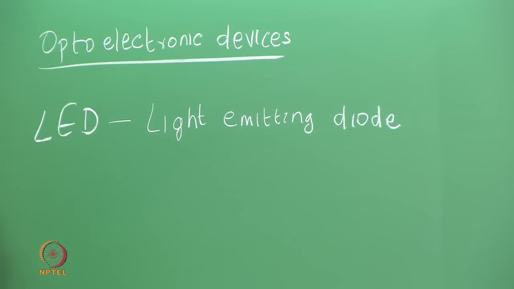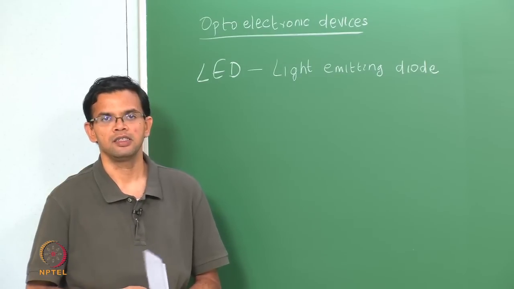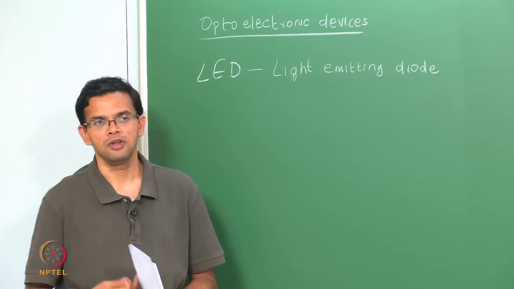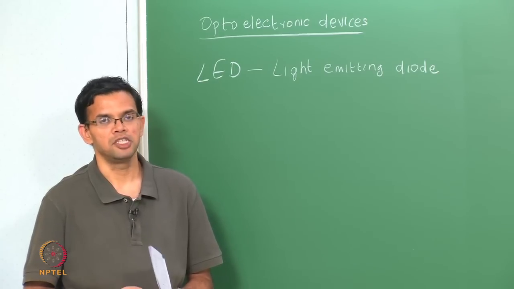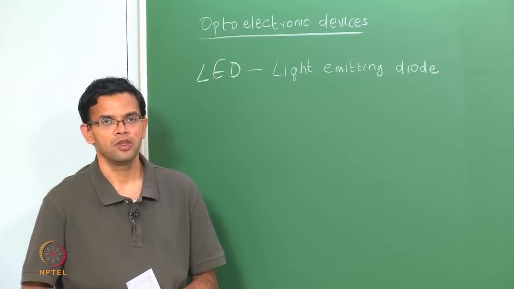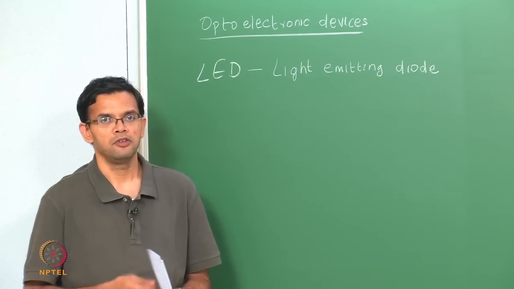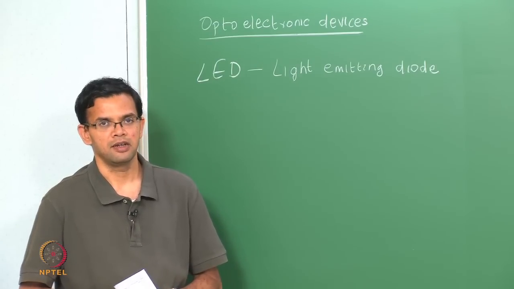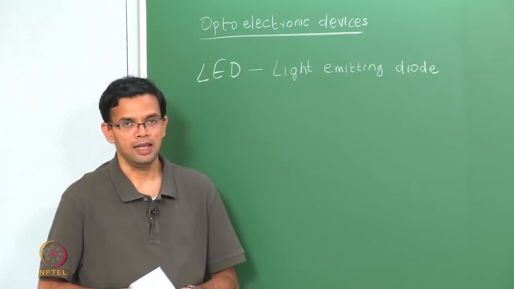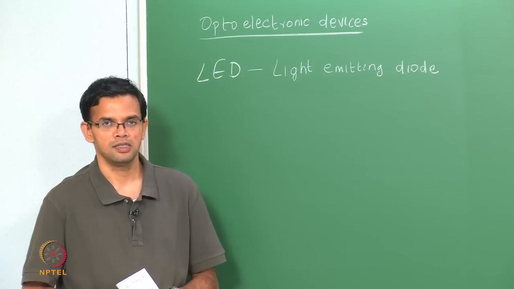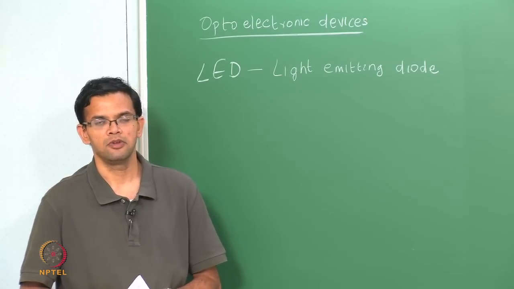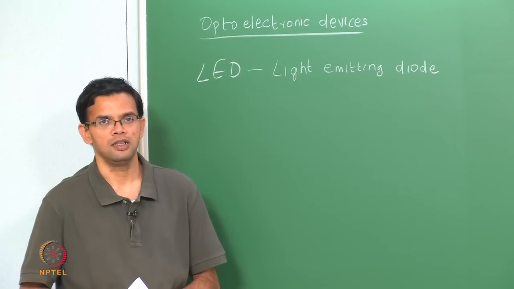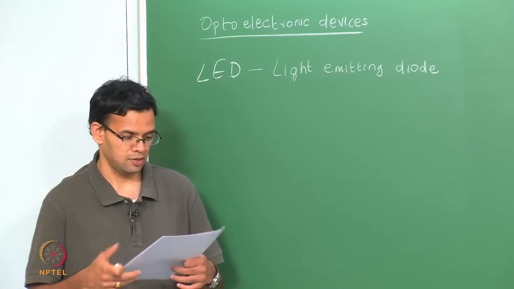If you remember, there are mainly two kinds of devices: those in which you have an injection of carriers that recombine in order to give you light. So, this could be in the visible region or in the infrared or UV. You also have a case where you shine light onto a material and get an output in the form of an electric current. So, LEDs and lasers belong to the category of devices where by injecting carriers you produce light. Later we will look at a photo detector and a solar cell where the reverse process happens.